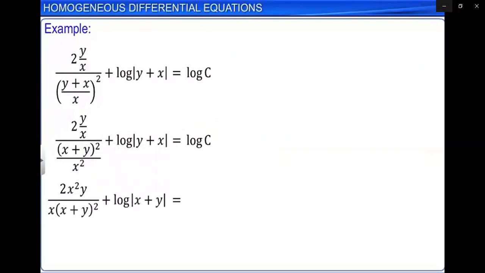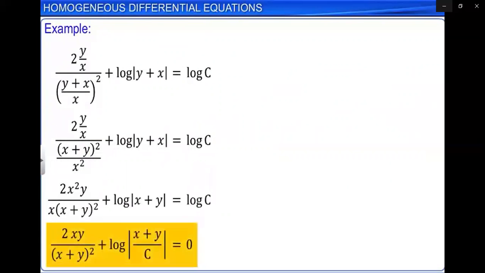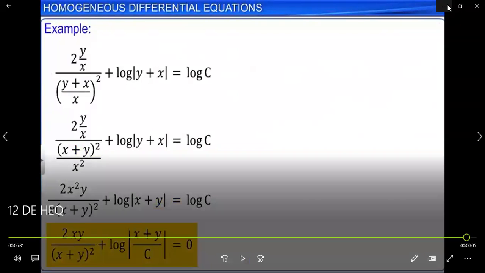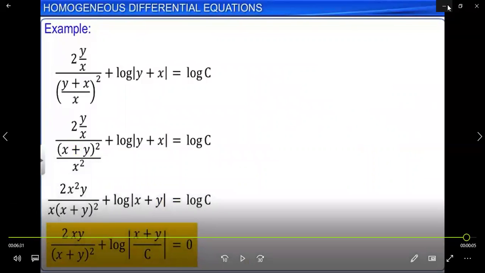So to get the solution as 2xy by x square y upon x into (x plus y) whole square plus log of mod of (x plus y) divided by c plus log of mod of x by (x plus y) by c, that will be equal to 0. So this is the final solution of the given differential equation.